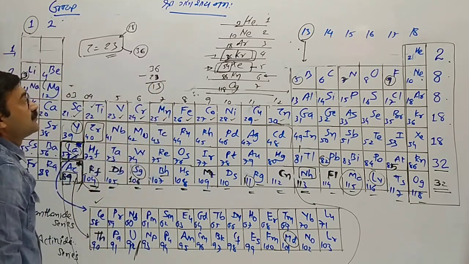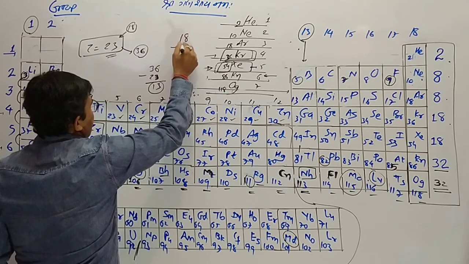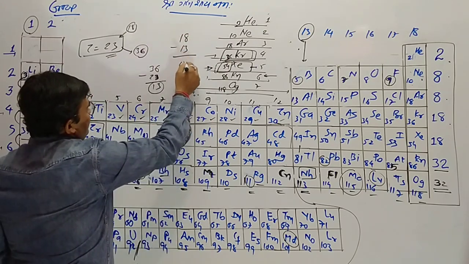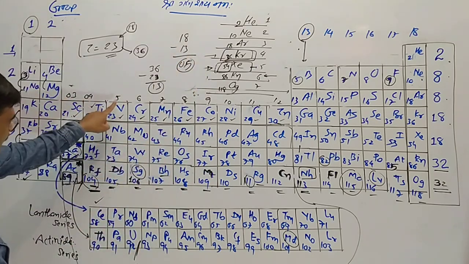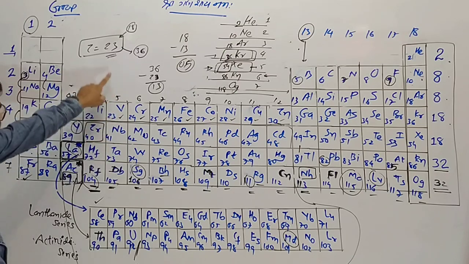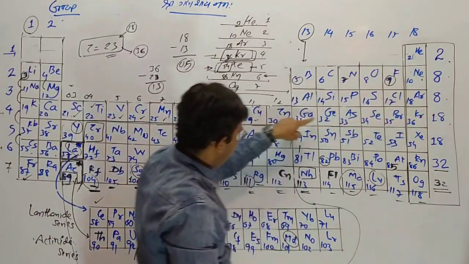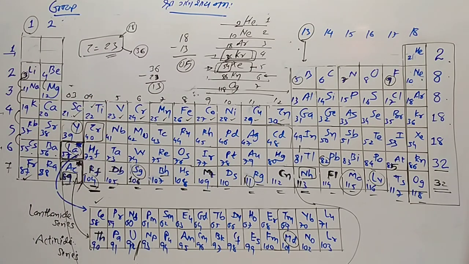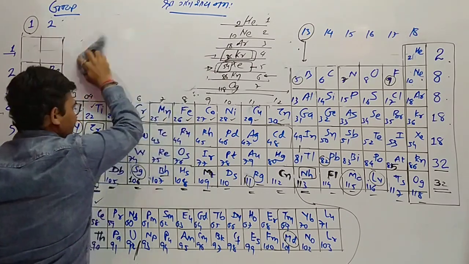So 13 comes. And that 13 we have to subtract from 18. So 18 minus 13 is 5. So group number 5. Vanadium, 23: period number 4 and group number 5. Exact place we can define. This is the trick.